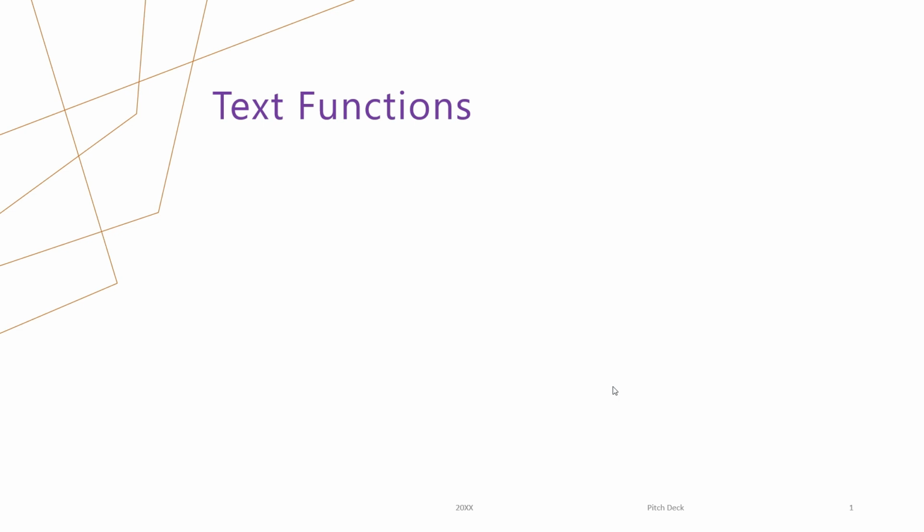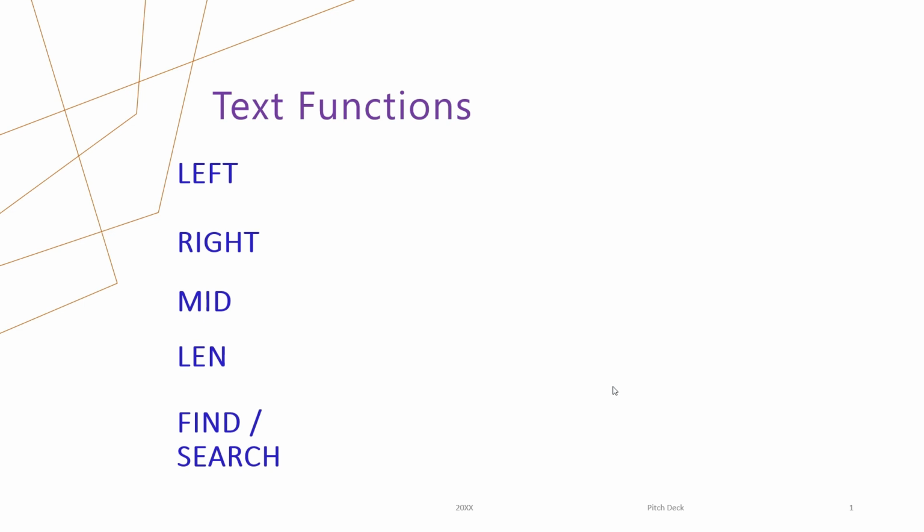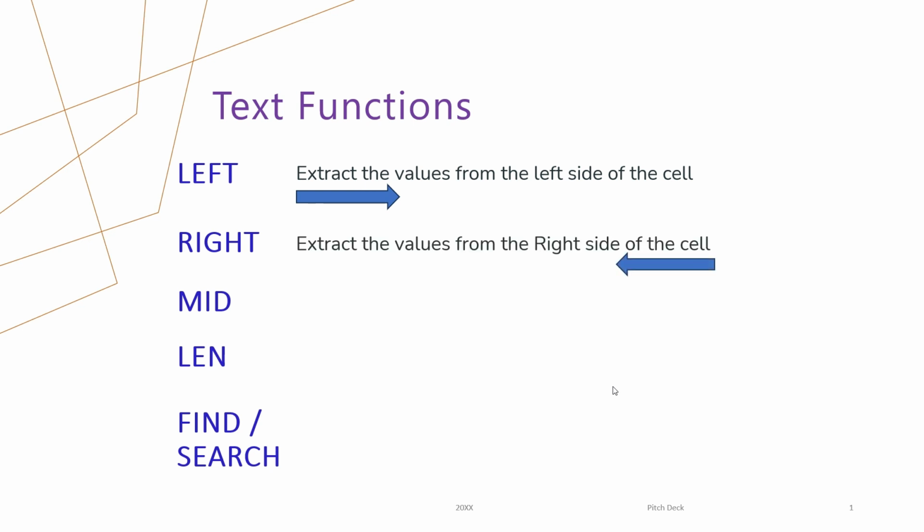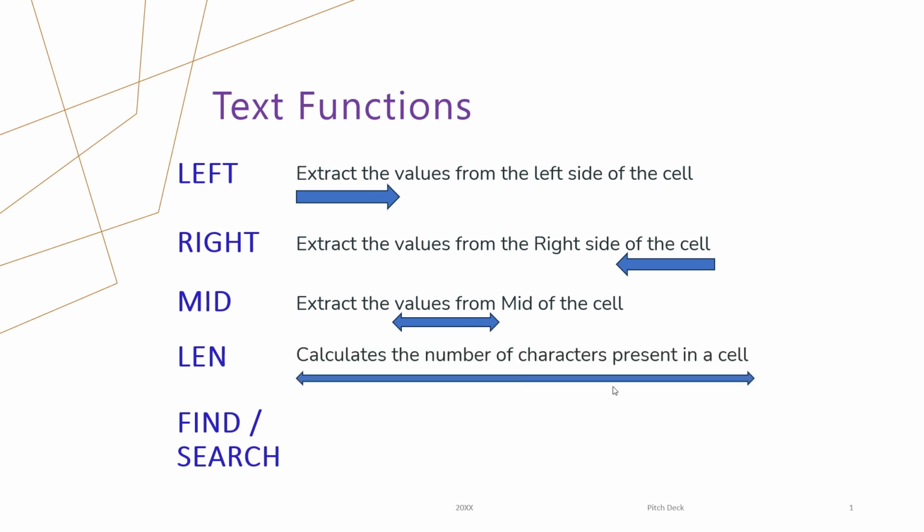In this video we are going to explore majorly used text functions in Microsoft Excel, that is LEFT, RIGHT, MID, LEN and FIND. As the name suggests, the LEFT function is used to extract values from the left side of the cell, the RIGHT function is used to extract values from the right side of the cell, and the MID function is used to extract values from the middle position of the cell. LEN helps us calculate the number of characters present in a cell. FIND helps to find the position of the subtext present in a value.